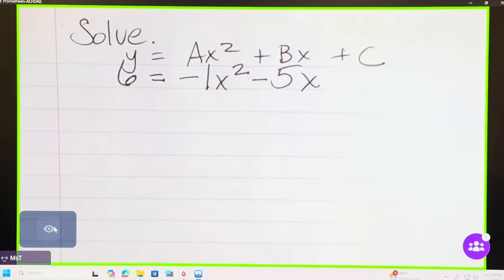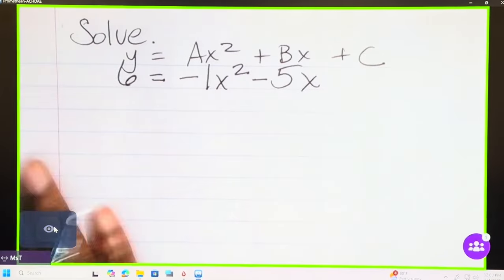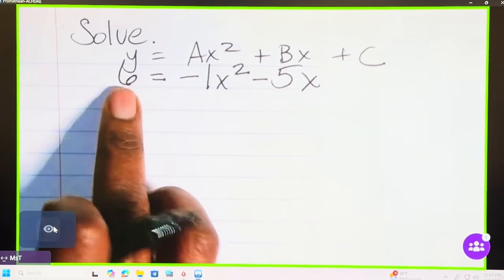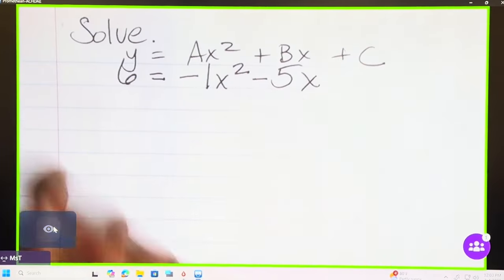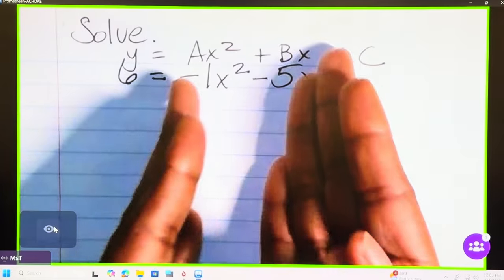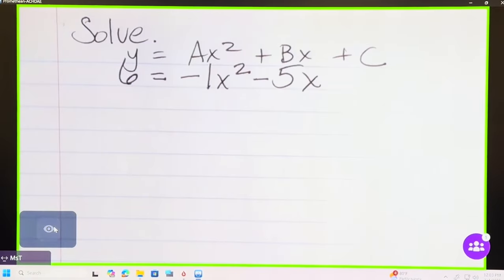What do I need to move? The 6, right? I want to get this 6 over here with everything else so that I can have one side that's equal to 0. Now, what if somebody said, well, Ms. Stampley, I don't want all my stuff on the right, I want all my stuff on the left. Can you move these two terms to the left? Yes, as long as one side is equal to 0.